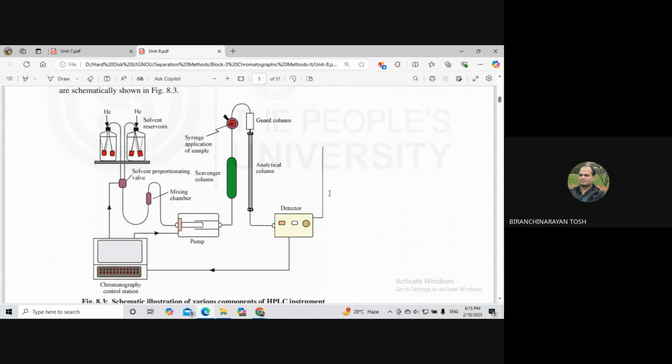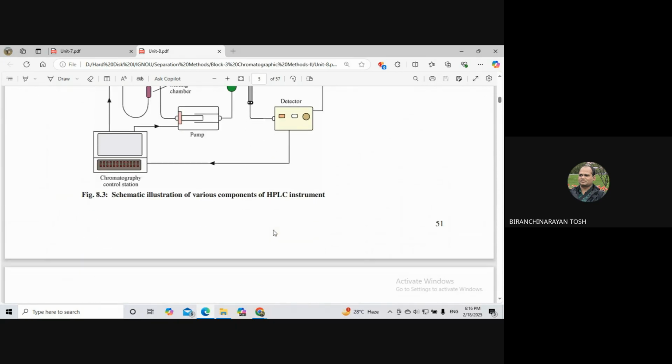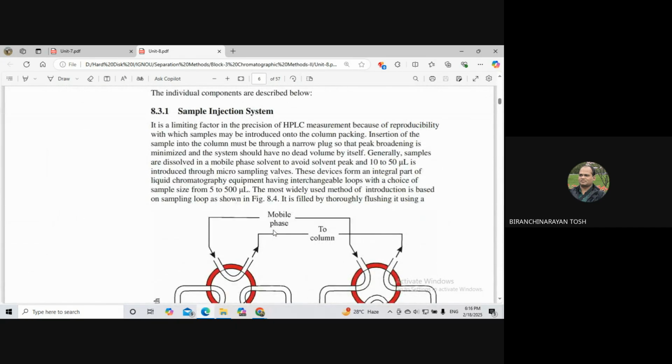A detector capable of measuring the solute concentrations. Display and recording device for plotting time versus peak intensity. Other electronic accessories for data manipulation are also required. So this is shown in this figure. Then we'll move to the sample injection system.